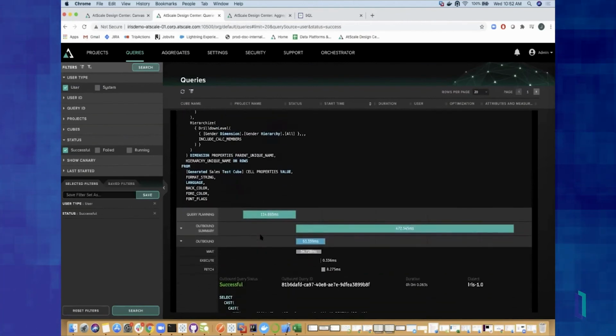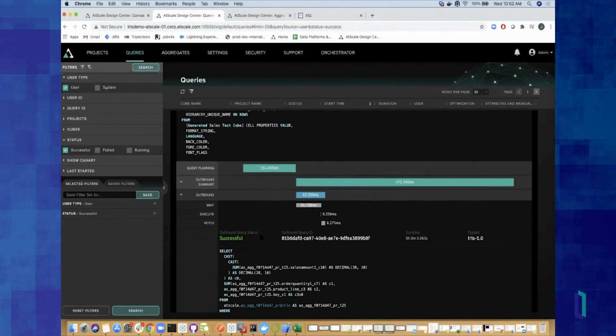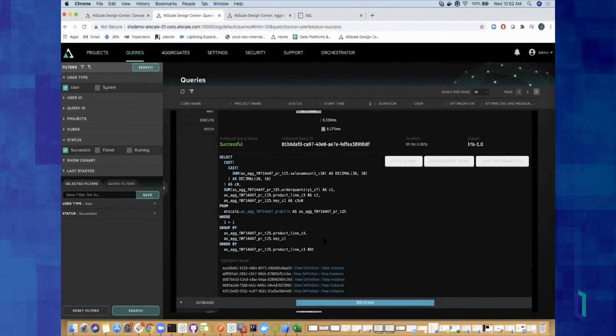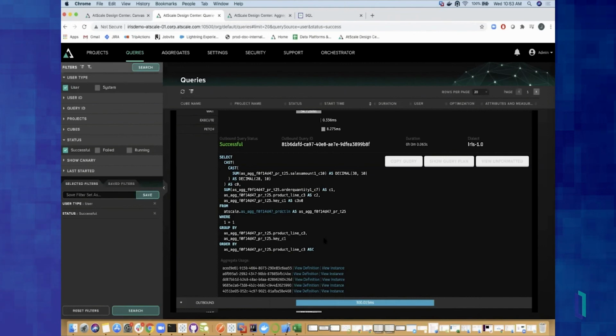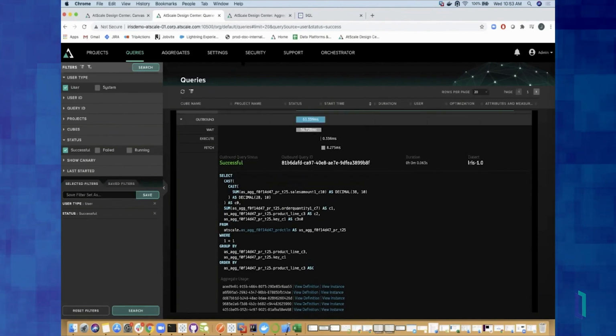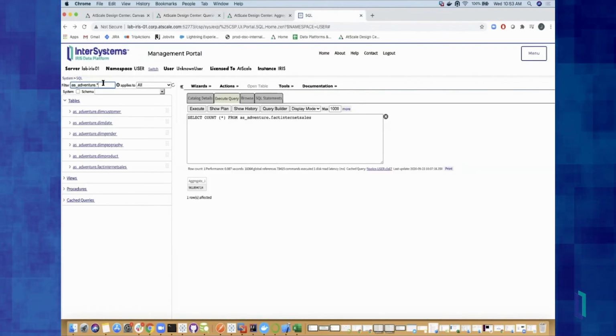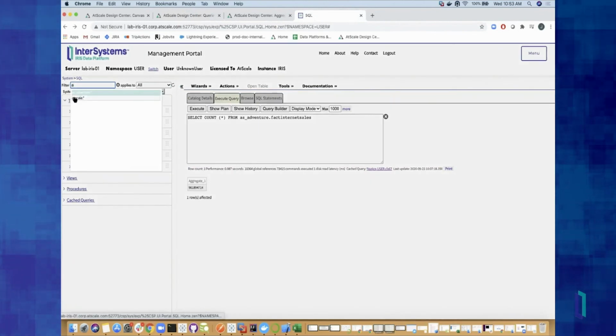AtScale translates this MDX to SQL as well. But look, this time the SQL is much simpler. They are using a lot more aggregates this time. So as people are using and querying, AtScale is learning and creating optimizations to make the queries run a lot faster. Let's go back to IRIS and see those aggregates.